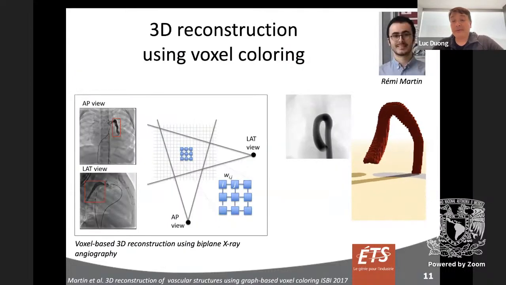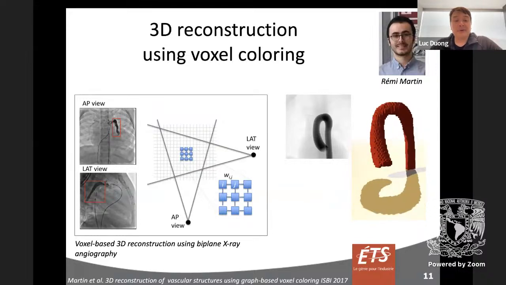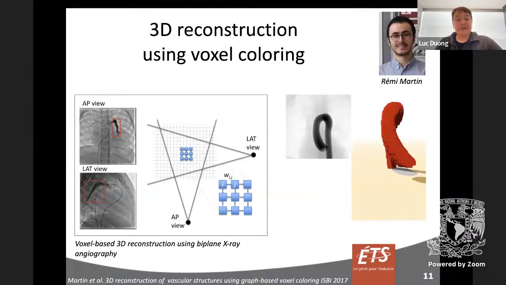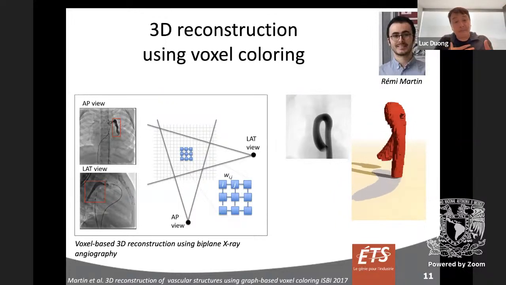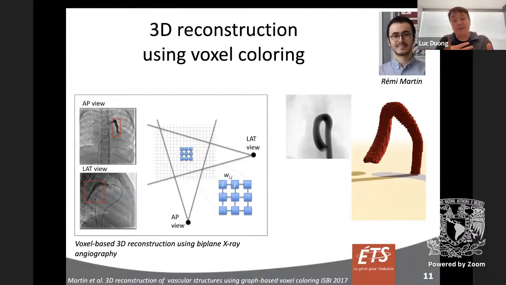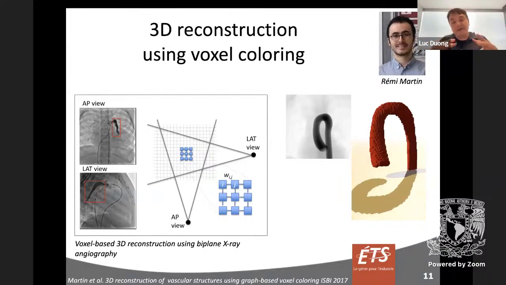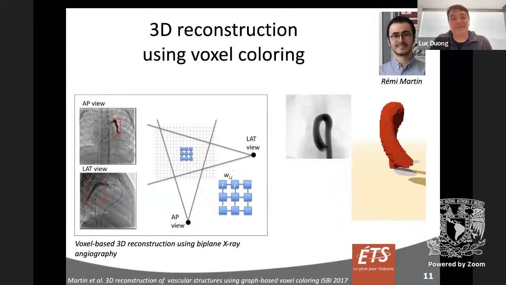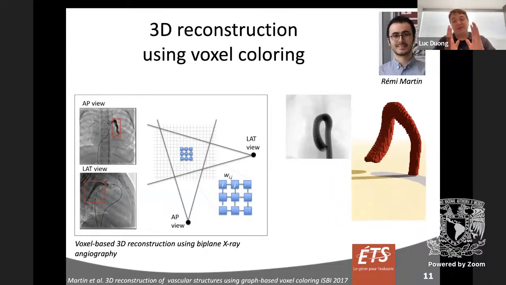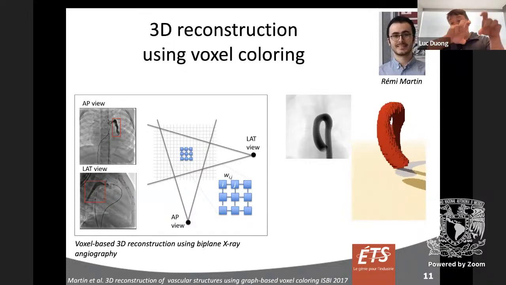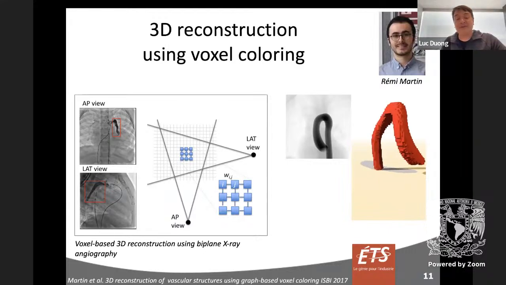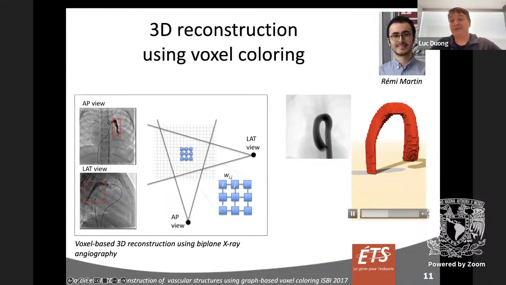One of the works we did with that was 3D reconstruction. We wanted to take, of course, different views, and to be able to apply a technique called voxel coloring. So we are considering the 3D space as a grid. And what we wanted to do is to make sure that from the different views we were able to carve the shape of the vascular structure that we wanted to generate.